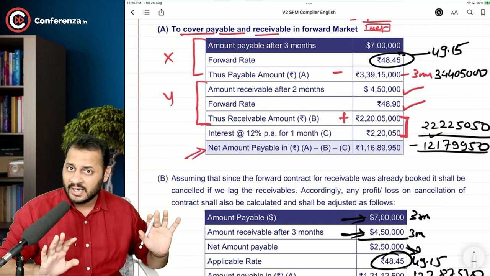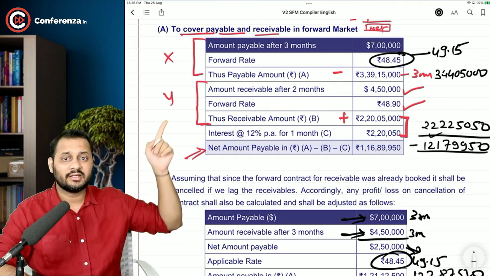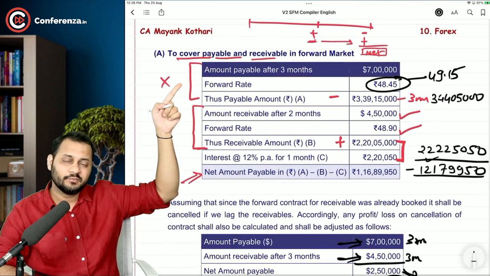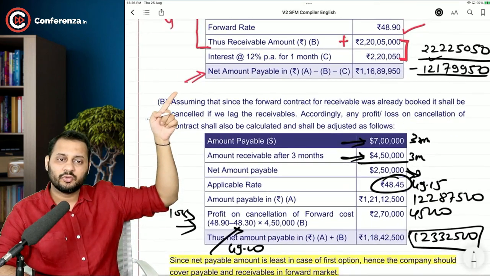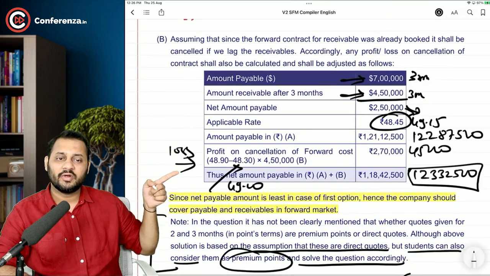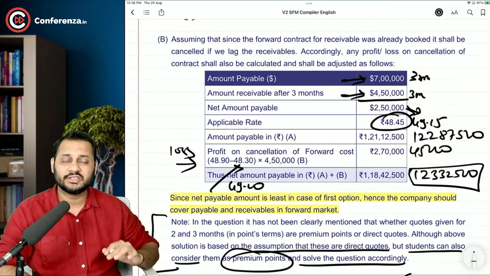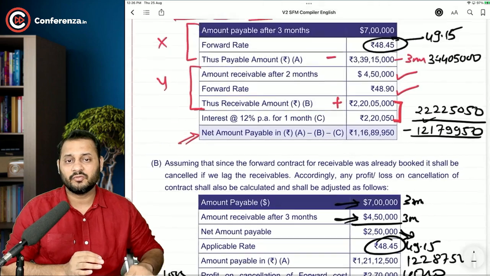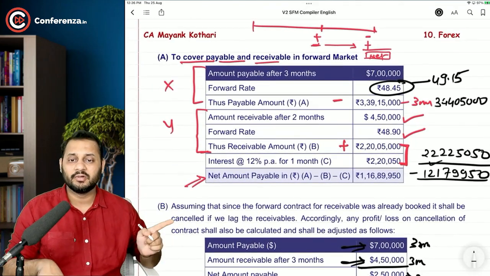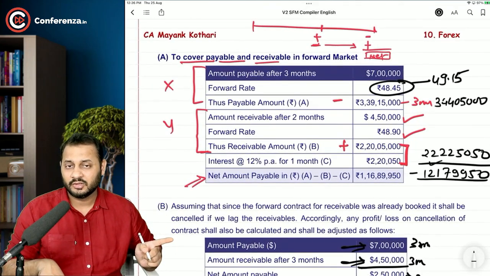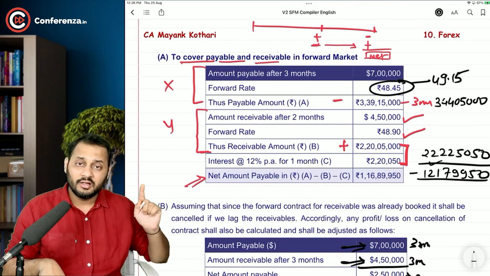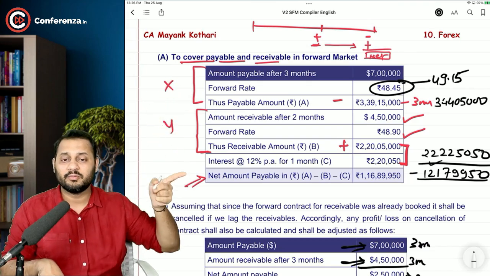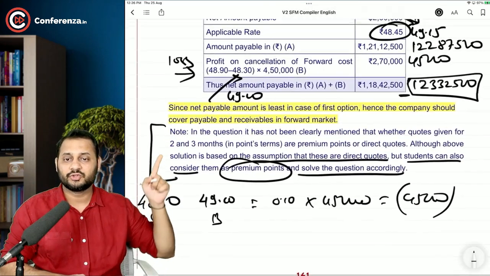1,217,9950. This is the outflow if you cover the payable also in the market. If you do not lag the receivable, you receive the receivable at the agreed rate and you make the payments at the agreed rate. 1 crore 21 lakh is the outflow here, 1 crore 23 lakhs is the outflow here. So what will be your decision? Your decision will be to have a minimum outflow. Minimum outflow means do not lag the receivables, but instead cover the payable in the forward market so that the outflow is less. So what should be the solution?